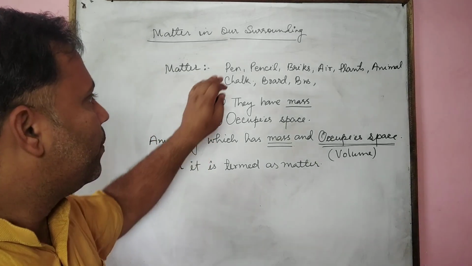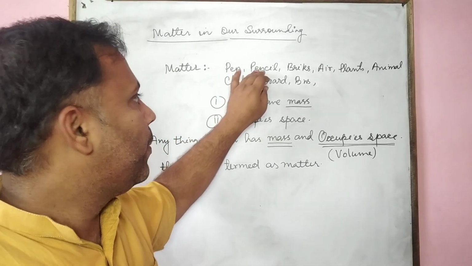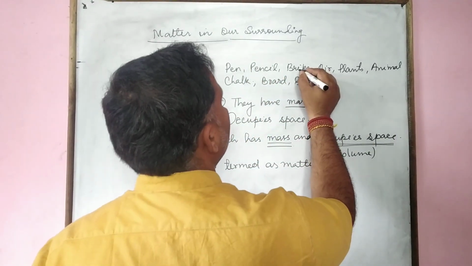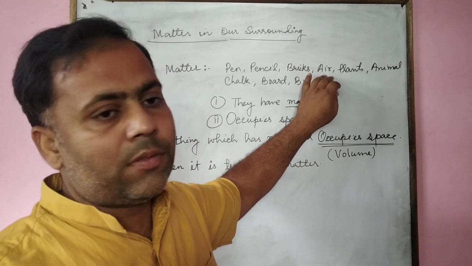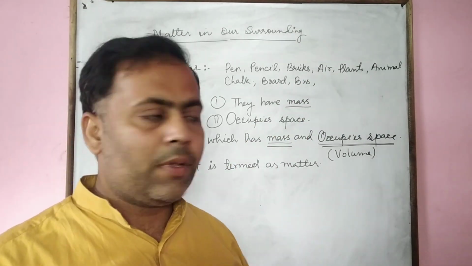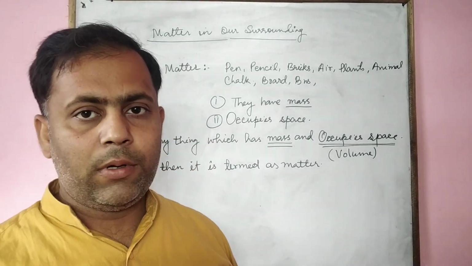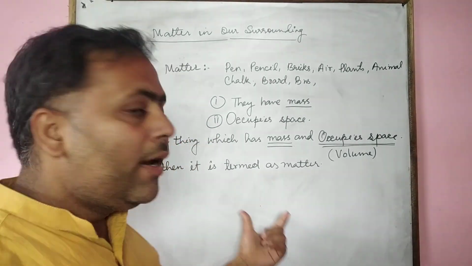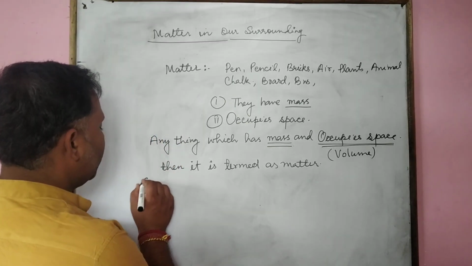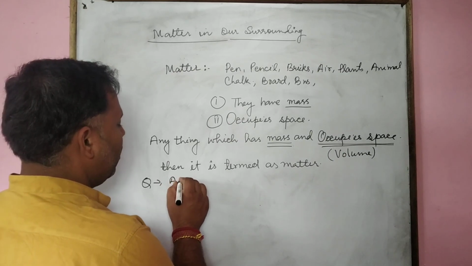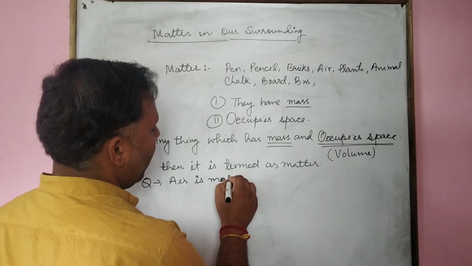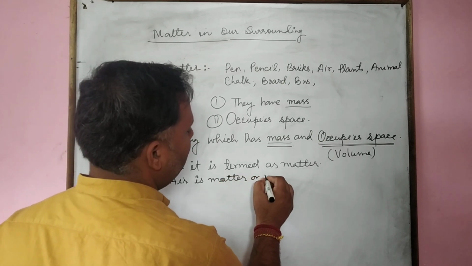Clear? Pen has mass, it occupies space. Pencil has mass, it occupies space. Bricks has mass, it occupies space. Air has mass, it occupies space. It means anything which has mass and occupies space is termed as matter. Clear? Let us know whether the air is matter or not. What is the question? Question is that air is matter or not.